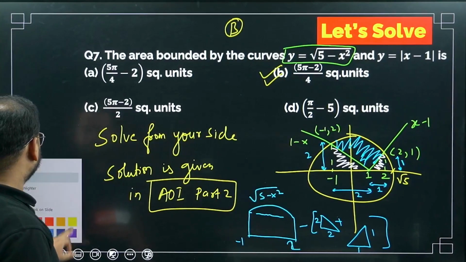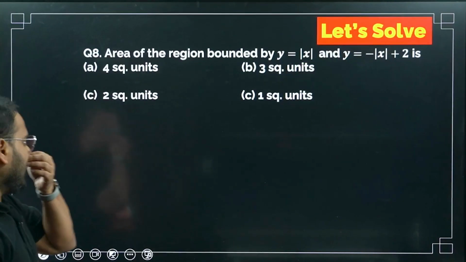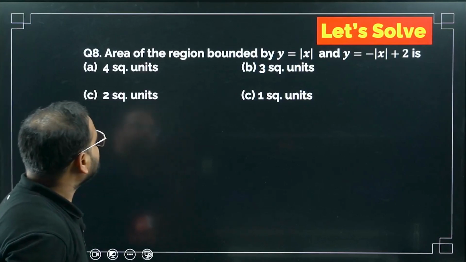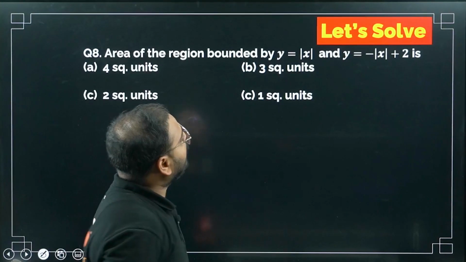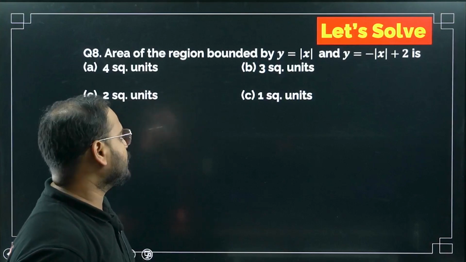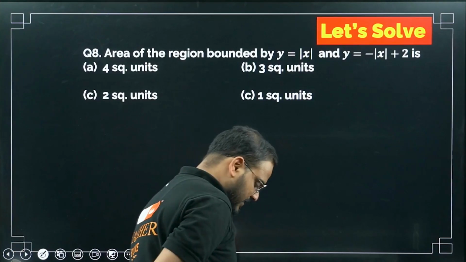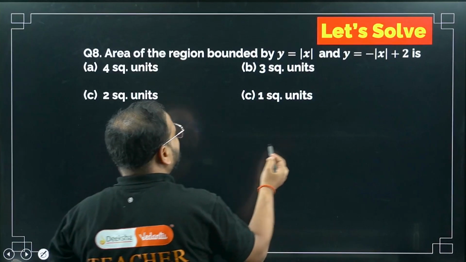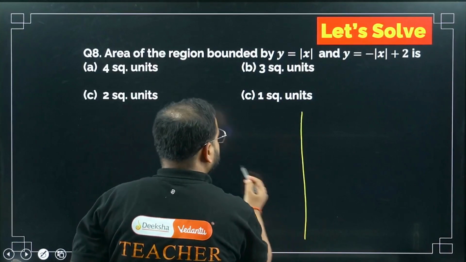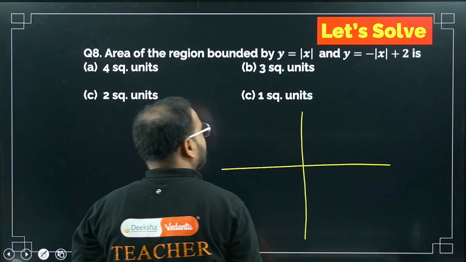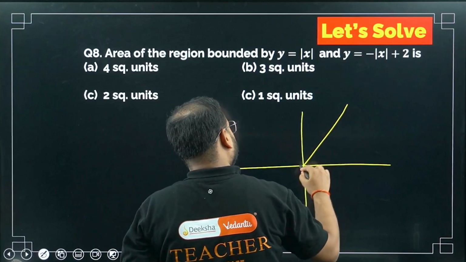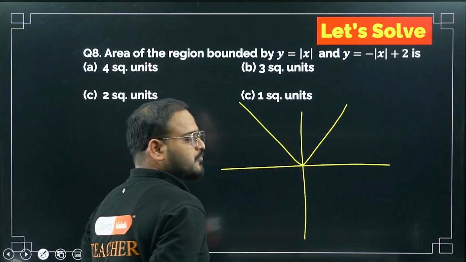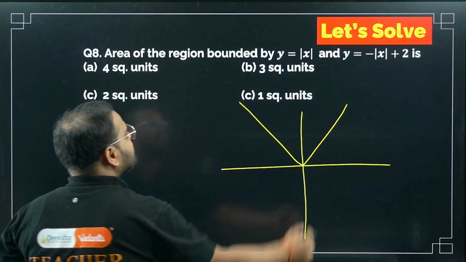Moving on to question number 8. Area of the region bounded by y equal to mod x and minus mod x plus 2. Important thing is to draw the graph. So y equal to mod x is a simple graph. Mod x will look like this. No problem whatsoever. What about minus mod x plus 2?